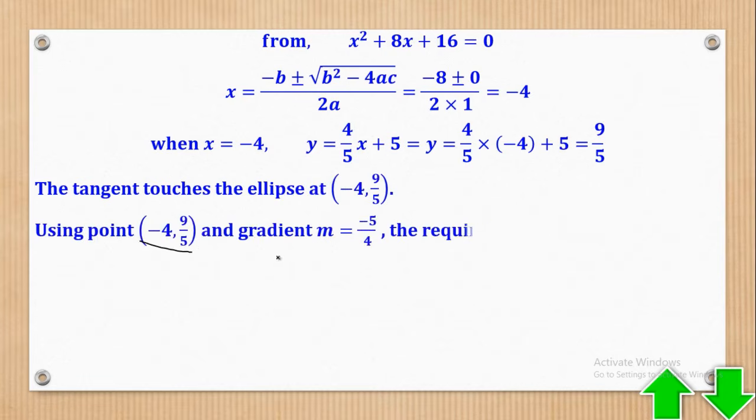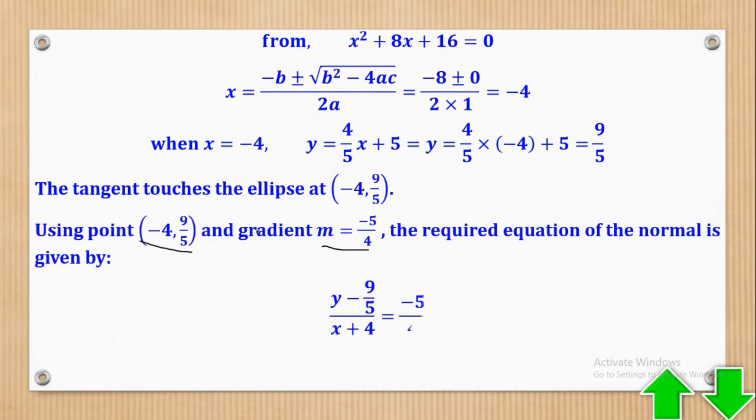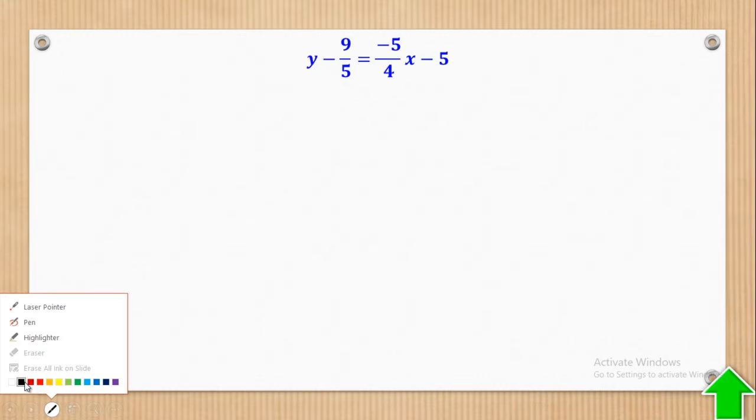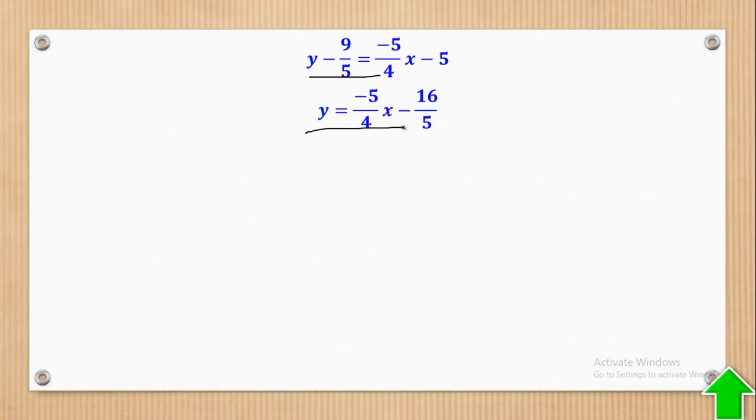Therefore, using this point of contact and the gradient of the normal, I can get the equation of the normal from that. So when I take this one this side, I'll come up with that. Simplifying gives me this, and therefore the equation is that of the normal. Then now we shall go to part C.